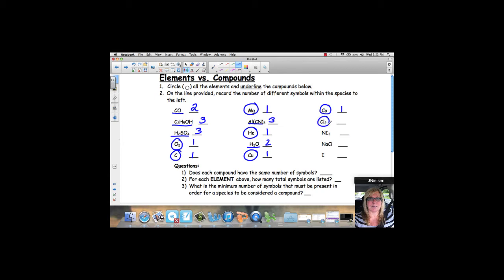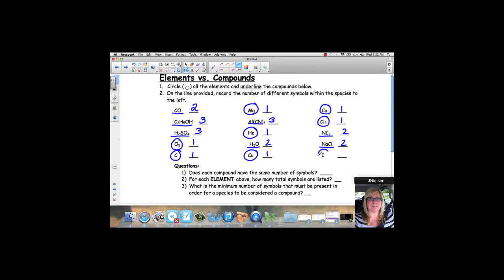It's also a diatomic element, and it's got 1 symbol. This is nitrogen triiodide. It's a compound, and it has 2 symbols. This is sodium chloride. It's a compound with 2 symbols.